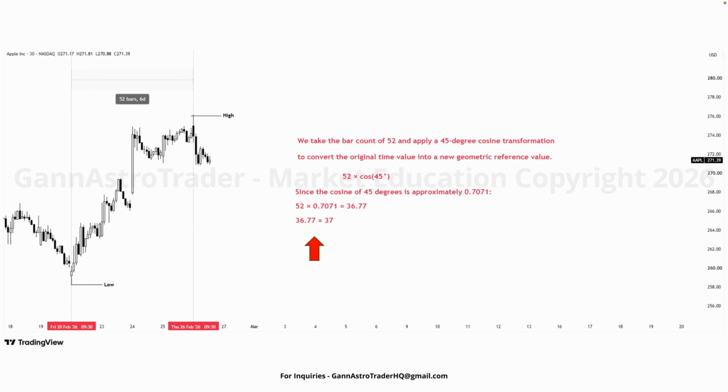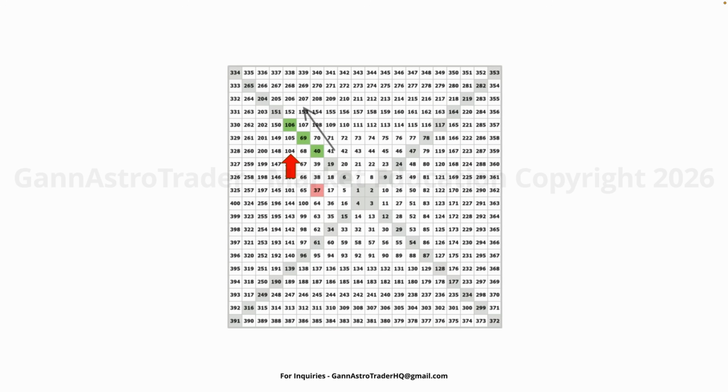Now we bring that 37 into the Gann Square of 4 grid. Find 37 and notice where it sits within the surrounding sequence. The important point is that we didn't choose 37 randomly. It came directly from our 52-bar time measurement and the 45-degree transformation.